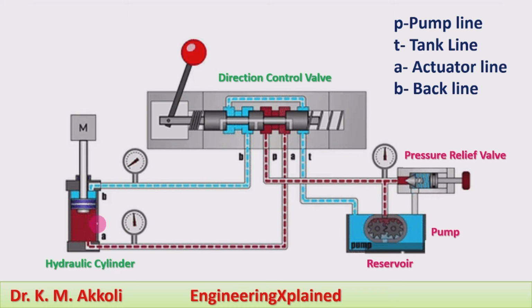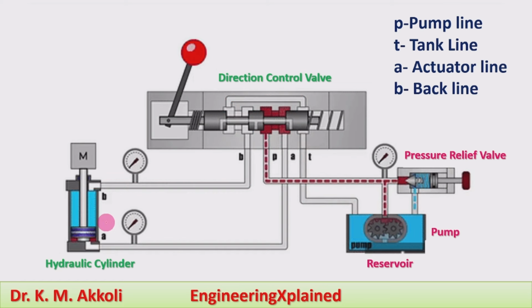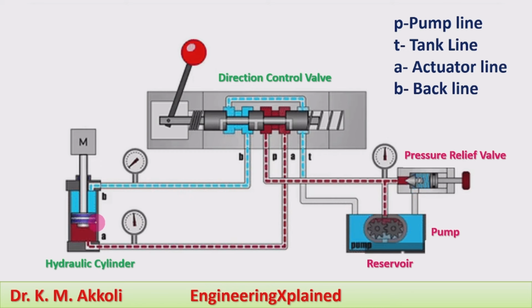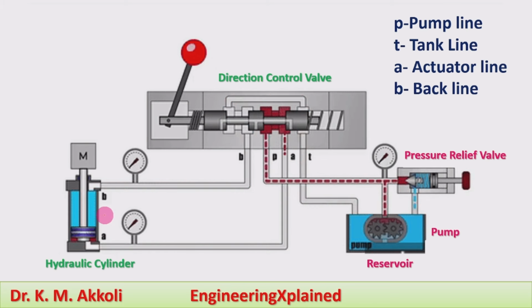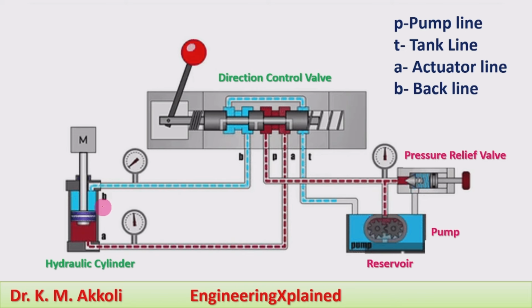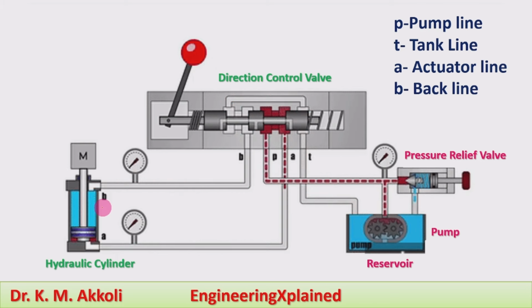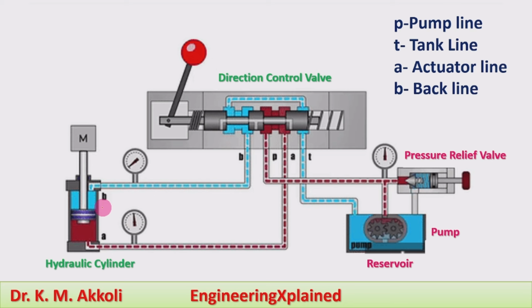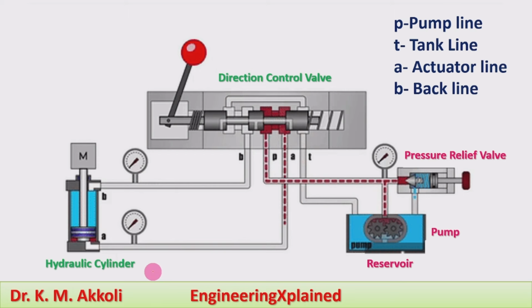Next one is the hydraulic cylinder, which is also called the actuator. The actuator produces the output work of this system. Here we are going to use a reciprocating hydraulic cylinder. We can also use rotary systems. There are different types of actuators, which I'll explain in some other session.